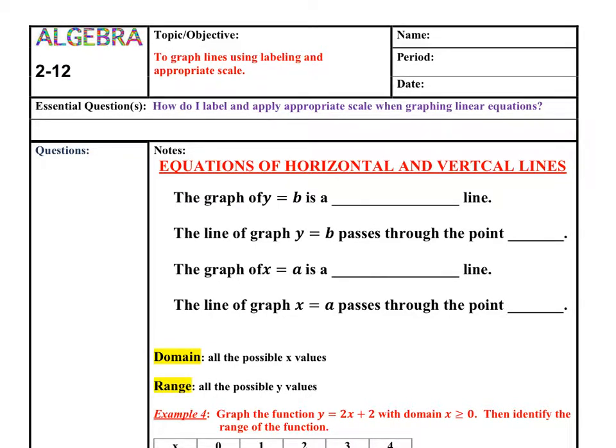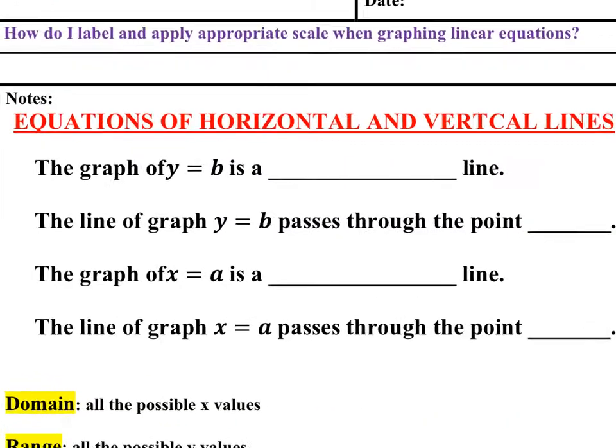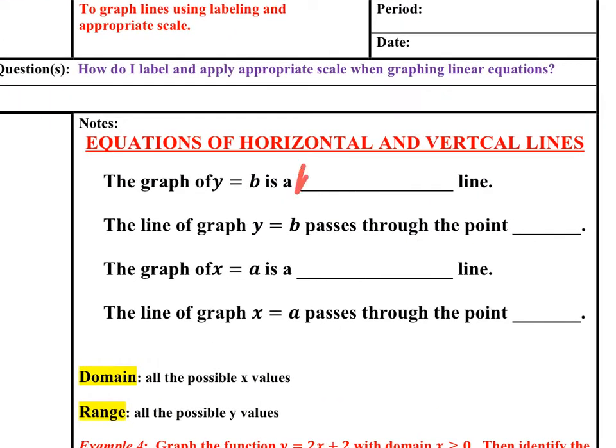Tell your neighbor. Horizontal or vertical? There's only two choices. Class, what is it? Horizontal. Like the horizon. Yep. And the line of graph y equals b passes through the point something.